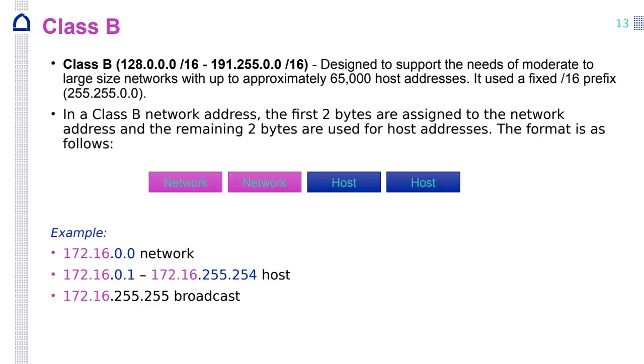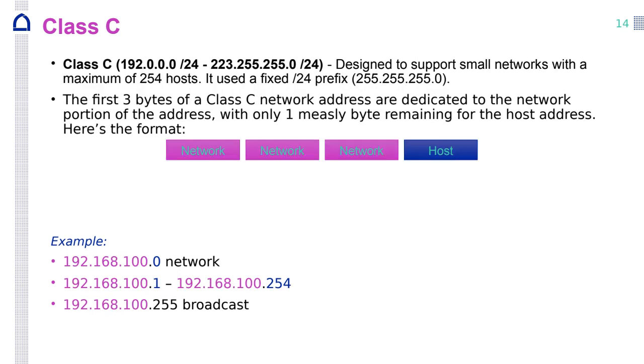Class B has the first 2 octets for network and the last 2 octets for host. So this is the range. Again, why do I have 254, not 255? Because the broadcast is 255. Class C is the most popular for us here. The first 3 octets are network, the last octet is for host. So this is the range for this example, and this is the broadcast address.